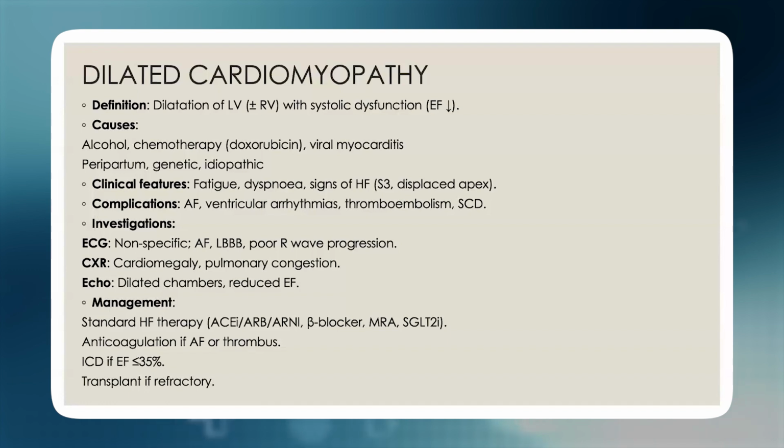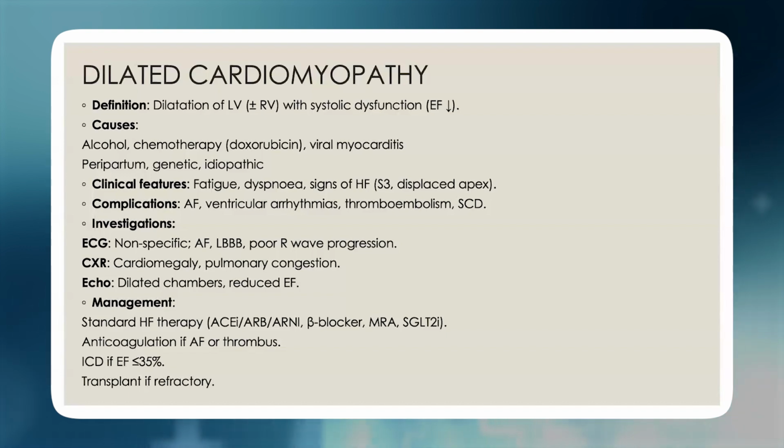Anything can happen. Investigation: ECG is non-specific, which may show AF, LBBB, or poor R wave progression. LBBB, see, any kind of bundle branch block or intraventricular conduction delays are markers of abnormalities of repolarization or depolarization. So the muscles get stretched, they are not working very well. It is taking very long for the heart muscles to be depolarized. So LBBB, RBBB, poor R wave progression, these are markers of LV dysfunction.